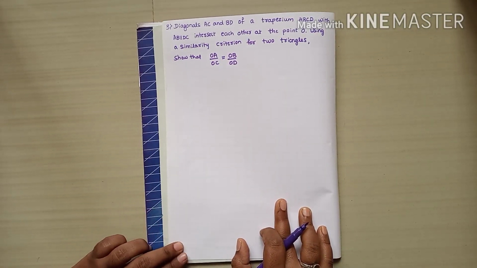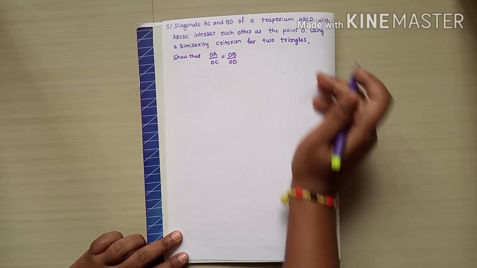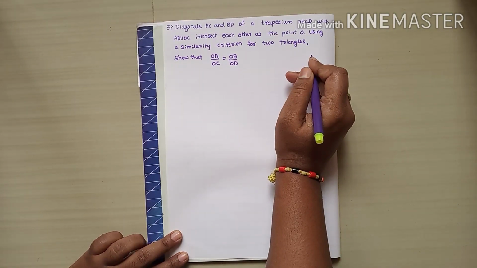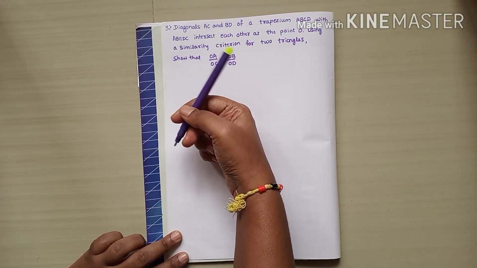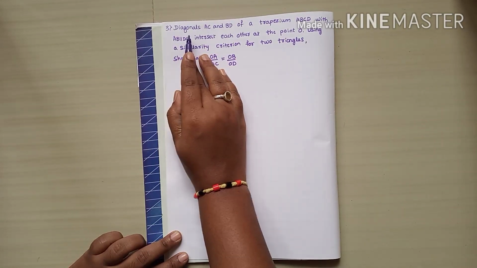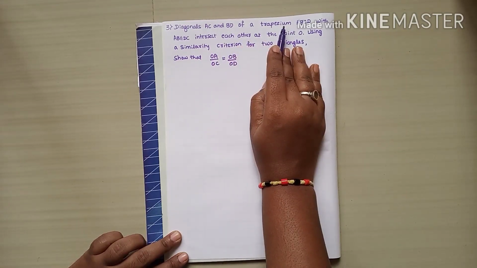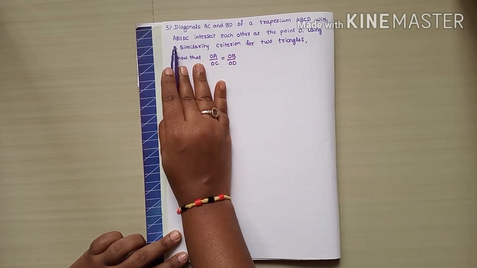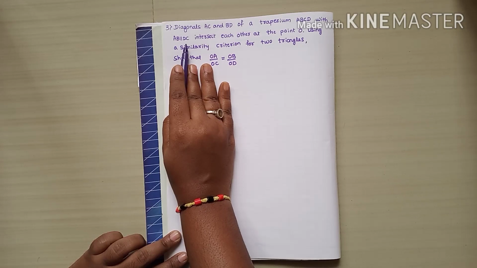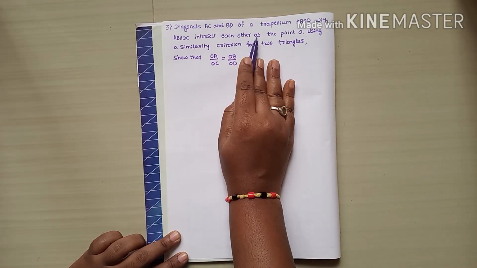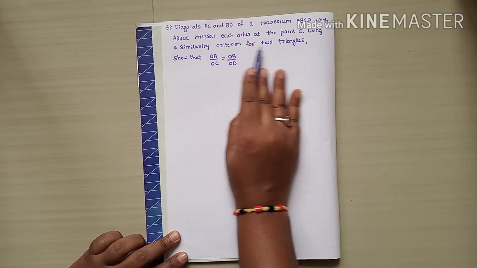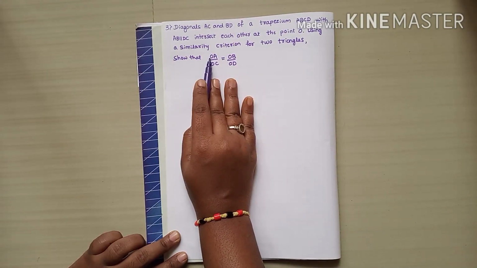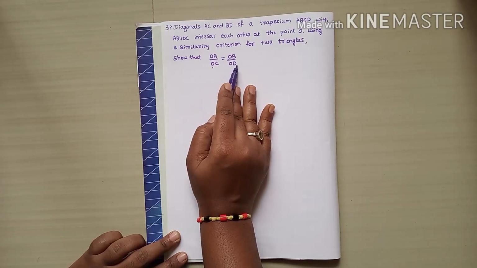Hello children. In this video we are going to learn exercise 2.3, third and fourth sums. In that, first we'll see the third one. Diagonals AC and BD of a trapezium ABCD with AB parallel to DC intersect each other at the point O. Using a similarity criteria for two triangles, show that OA by OC equals OB by OD.